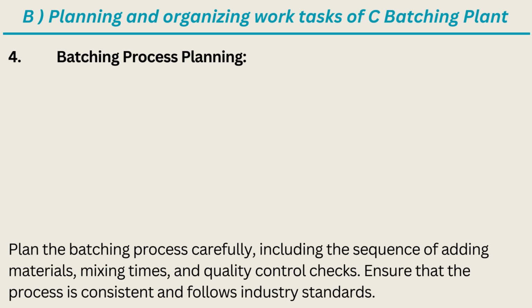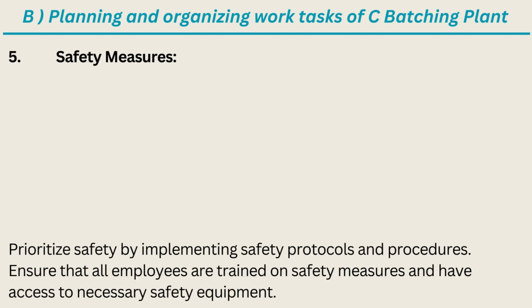4. Batching process planning. Plan the batching process carefully, including the sequence of adding materials, mixing times, and quality control checks. Ensure that the process is consistent and follows industry standards. 5. Safety measures. Prioritize safety by implementing safety protocols and procedures. Ensure that all employees are trained on safety measures and have access to necessary safety equipment.